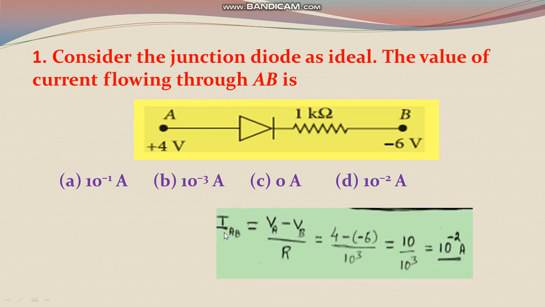By taking the help of that, I is equal to the potential drop, 10 volt, and resistance is 1 kilo ohm. When we are solving this, we will get the answer 10 raised to minus 2 ampere. So the answer is D.